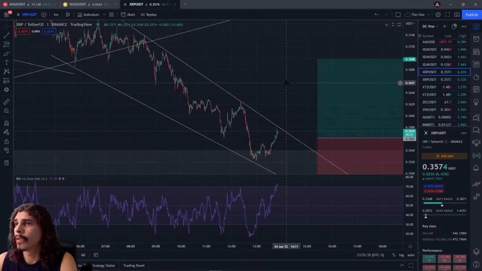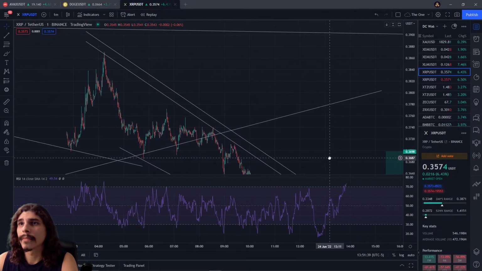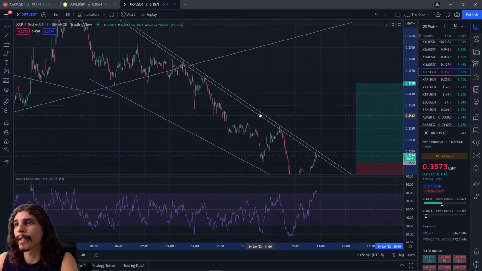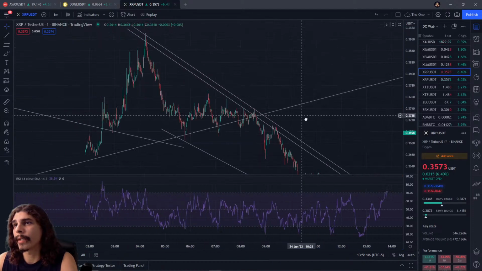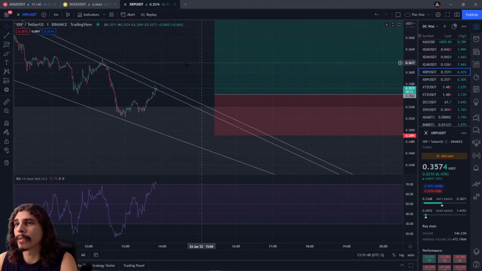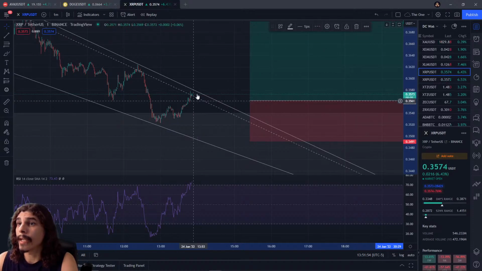Going to clone this. Popped up outside, so I'll just drag it in. Looks like I could touch that wick, that wick. It's a good entry region for a short right here. If there is rejection right here, I'll wait to see how it goes.